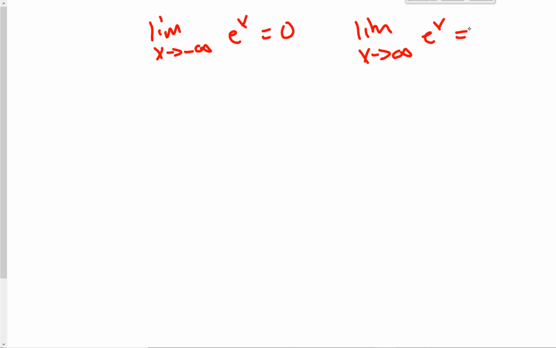And then here's a couple of exponential limits on e. Limit as x goes to negative infinity of e to the x, that's going to go to 0, because e is bigger than 1. So it's going to have the same rules apply. Limit as x goes to positive infinity of e to the x, that's going to go to infinity.